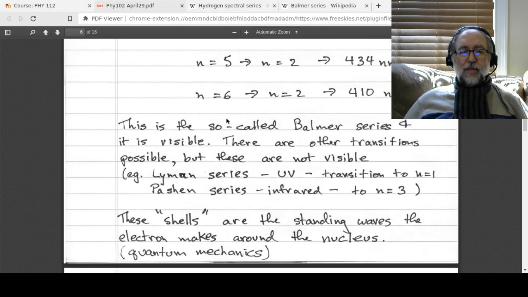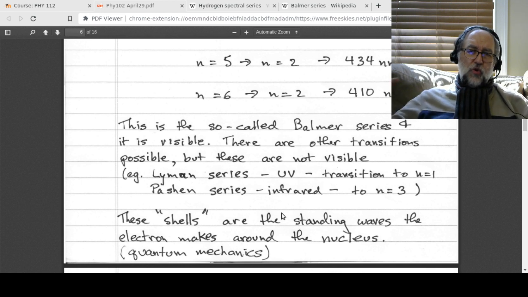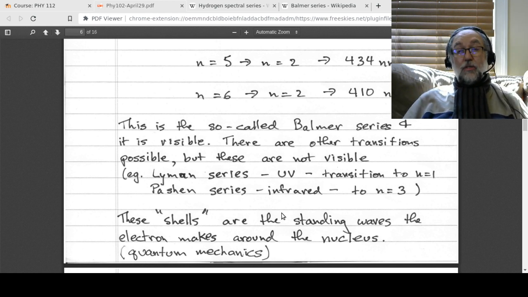Now, why are there only discrete transitions, okay? Why do you only get these discrete colors? Why can't you have n equals 1.5 or n equals 2.3? Why is the electron only at these discrete orbits? And the answer is, we actually know this.